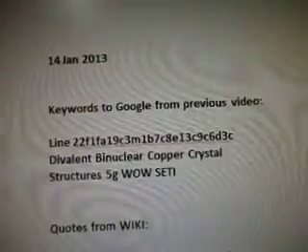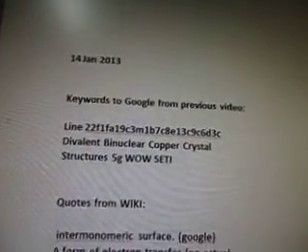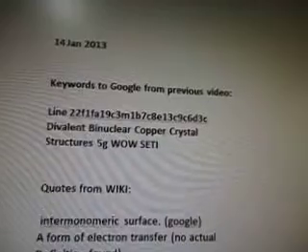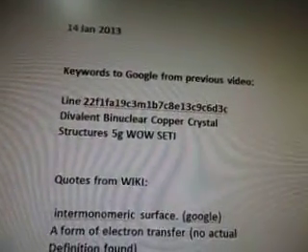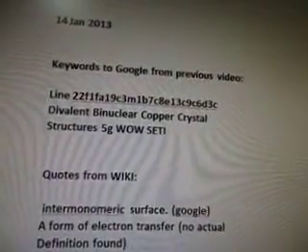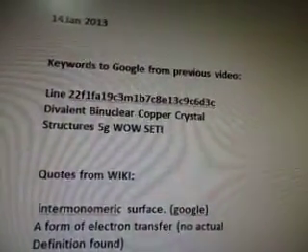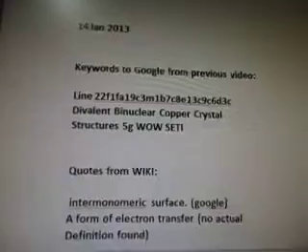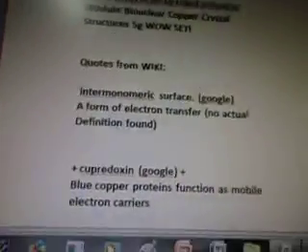So January 14, 2013, today's the 16th. The keywords to Google from our previous video were line 22f1fa19c3m1b7c8e13c9c6d3d. Divalent binuclear copper crystal structures 5G Wow Seti. The quotes are from Wiki.